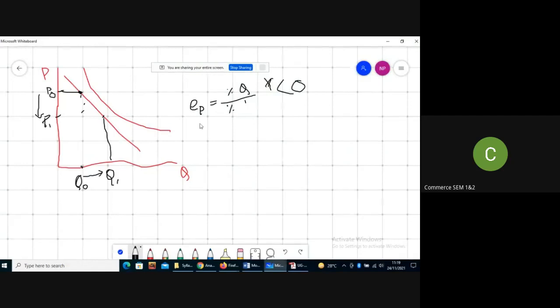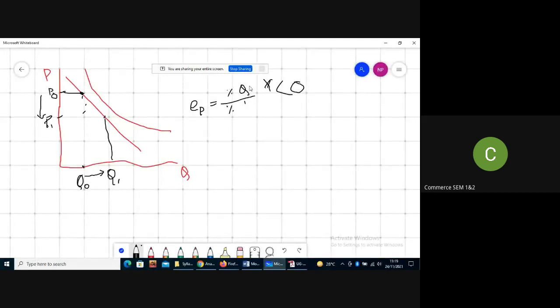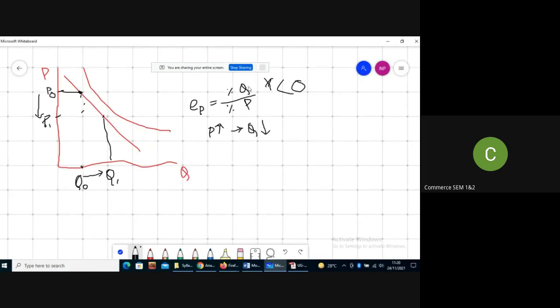I'm asking you a question: why will the value of elasticity be negative for a normal commodity? What is the definition of elasticity? Percentage change in quantity demanded divided by percentage change in price. Okay. Then for a normal commodity, what does the law of demand state? If price rises, quantity demanded will fall. That means there is an inverse relationship, so the percentage change in quantity demanded will be negative.